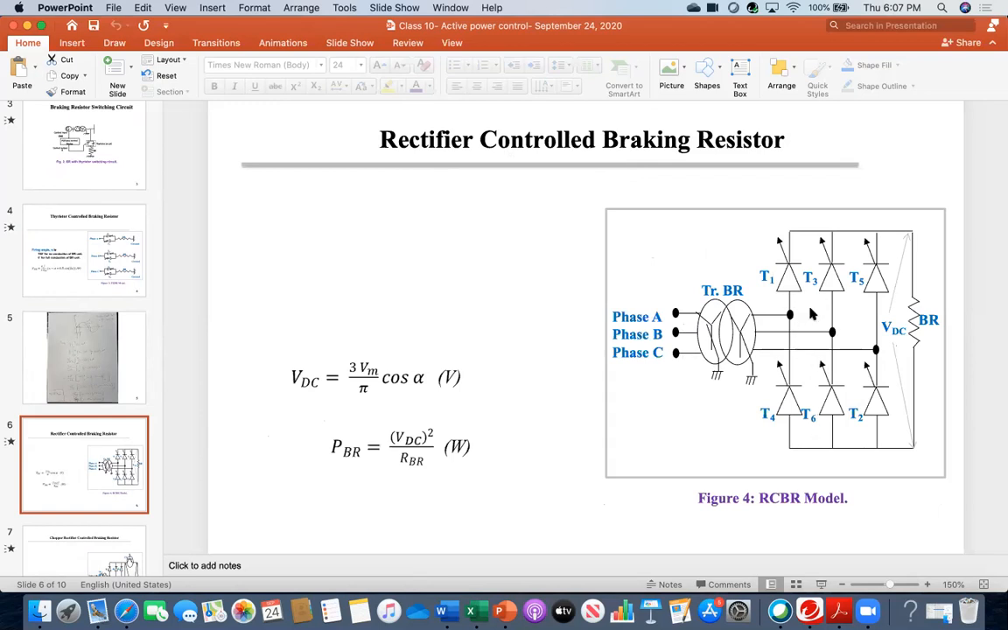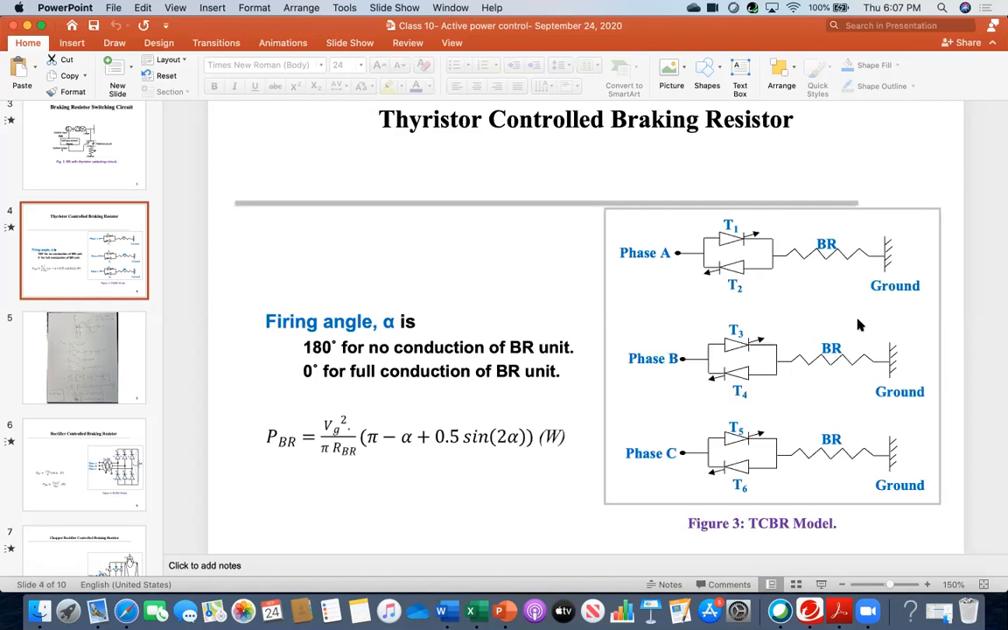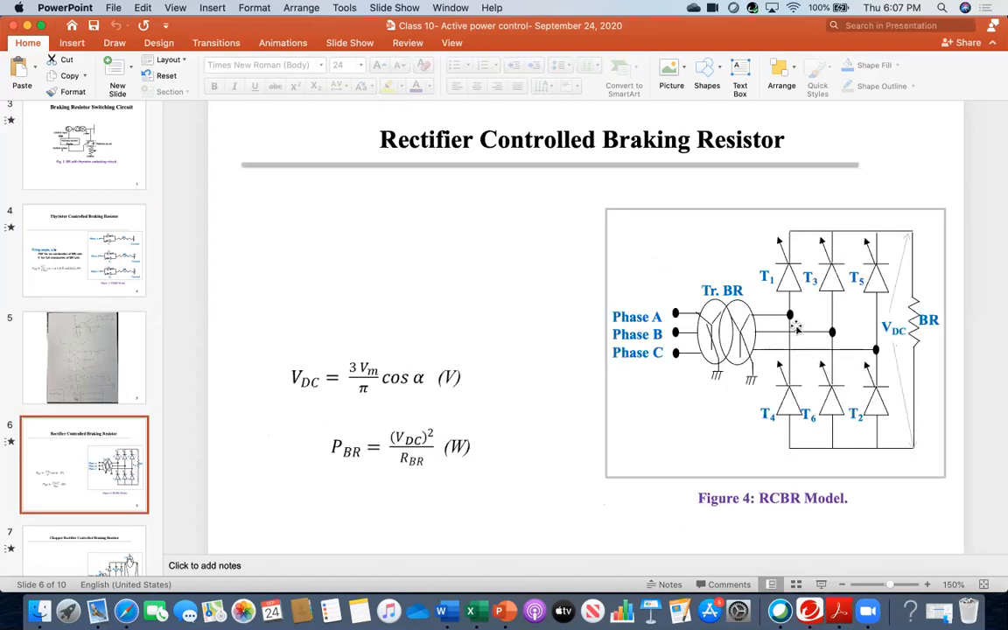You all know in the rectifier you need the 6 thyristors. Because the rectifier is making DC, you can put only one resistor. So do you understand? The previous approach was AC on both this side and this side. That's why for three-phase you need three braking resistors. But in this approach, because you are converting AC into DC, and DC has only two terminals, positive and negative, you can connect only one braking resistor.